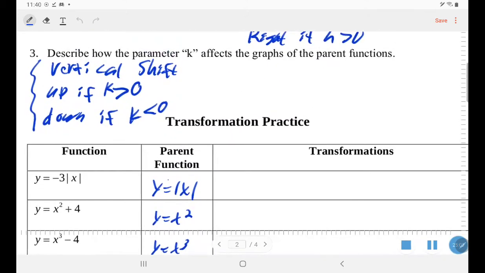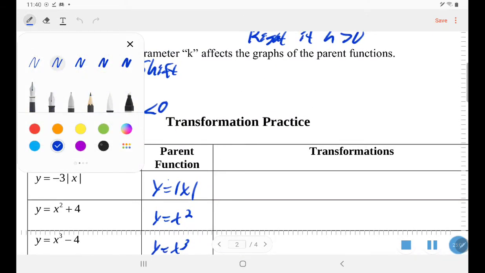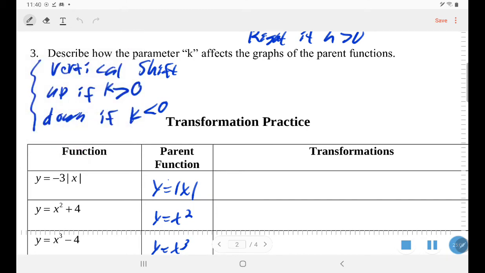Now let's look at the transformations. And again, I'm going to write the transformation form or the vertex form here, which was y equals a. Remember, a does the compression, the stretch, or the reflection. f of whatever, that's your parent function. x minus h plus k. k is vertical shift. h is horizontal.